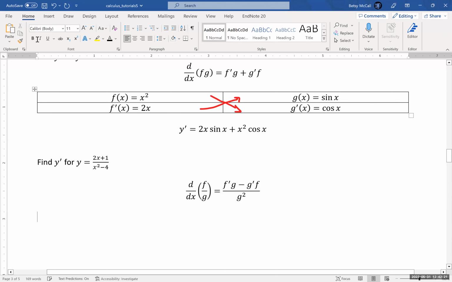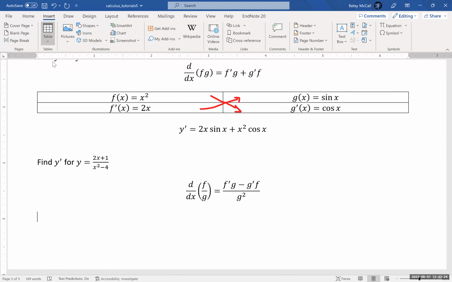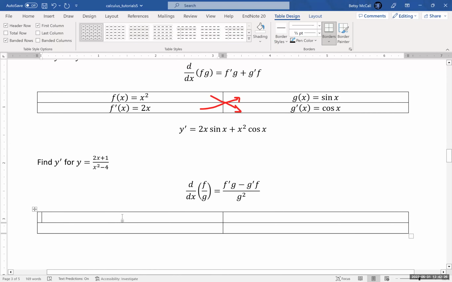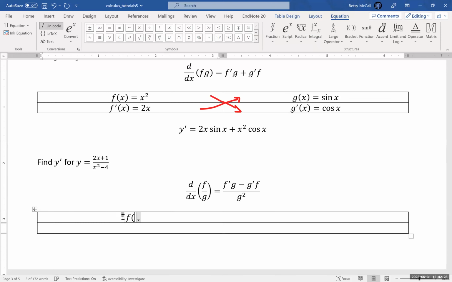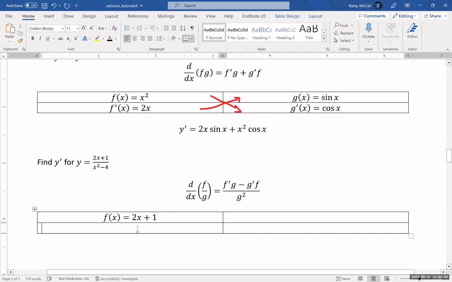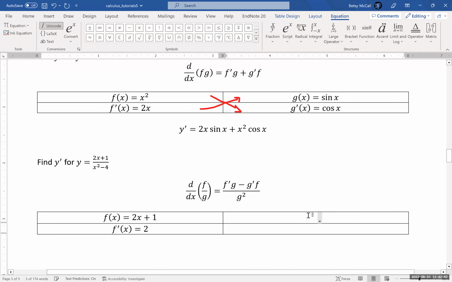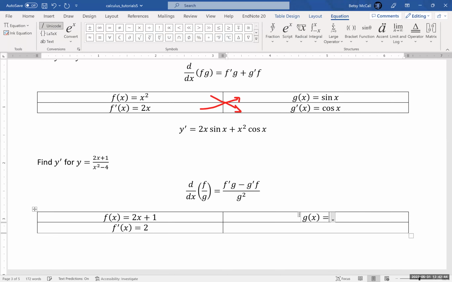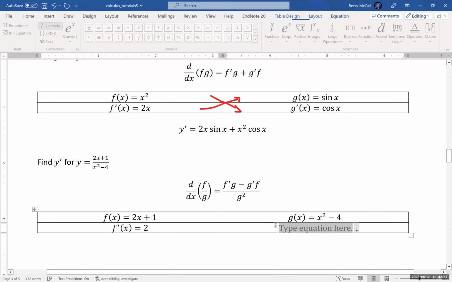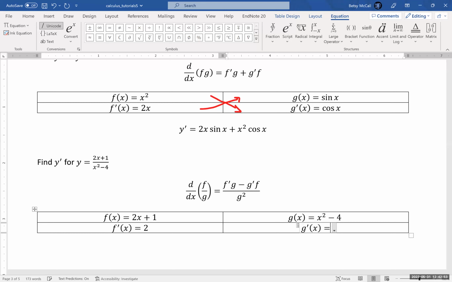I'm going to make the table. f of x is equal to 2x plus 1, and f prime of x, in this case, is just 2. And g of x is x squared minus 4, and g prime of x is 2x.